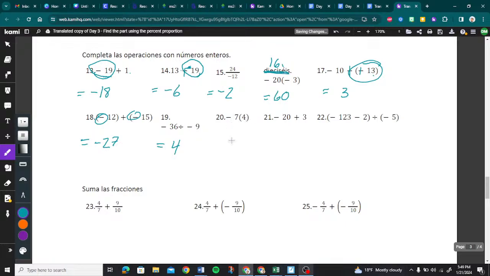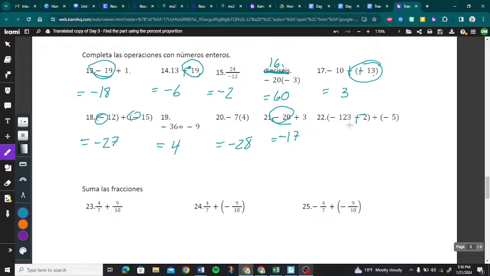Negative 7 times 4, so 7 times 4 is 28. Because these two numbers have different signs, the answer is negative. Over here we have negative 20 plus 3. These have different signs, so we subtract them. 20 minus 3 is 17. And then because 20 is bigger than 3, we use the sign on the 20, which is a negative, so it's negative 17.